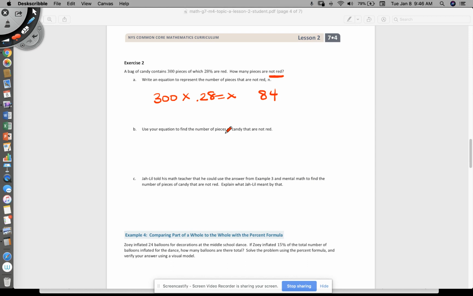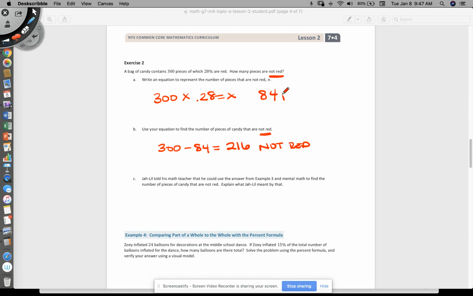So now using your number, find out how many are not red. So in order to find that, I'm just going to subtract. You have your whole of 300 pieces of candy. If you remove all the red candies from the bag, you'll be left with the total number of candies that are not red, which in this case is 216 are not red.